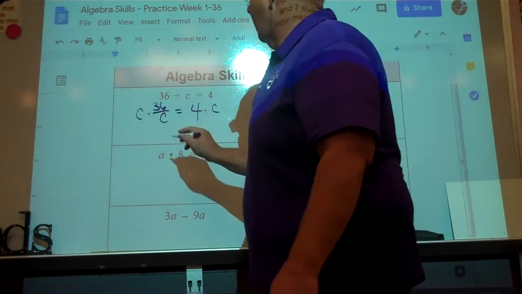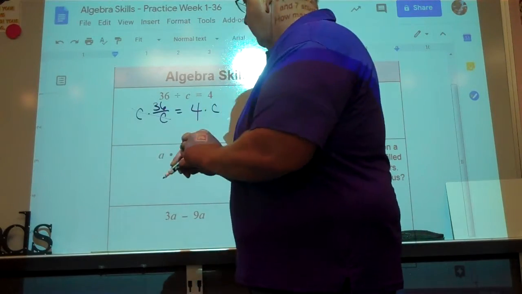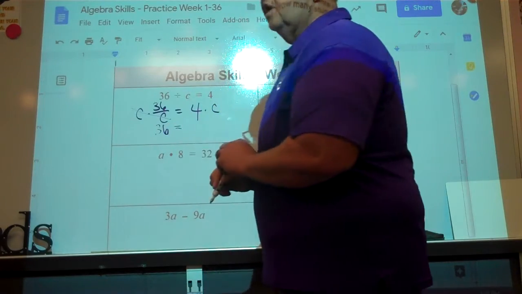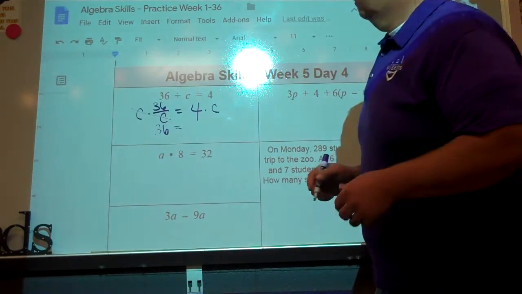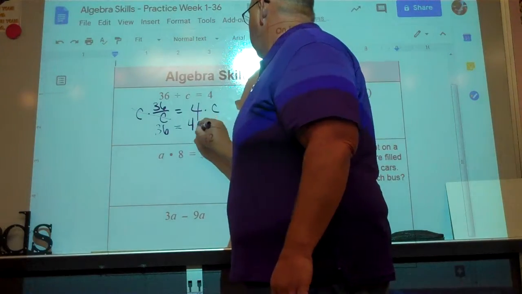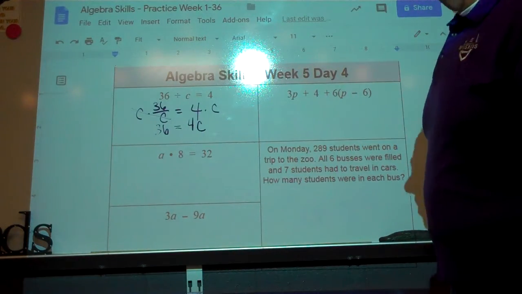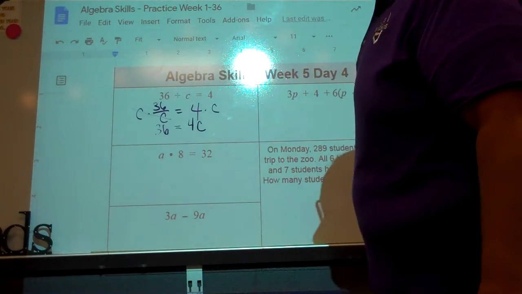So this allows this to cancel out, right? Leaves us with just 36 equals, what's 4 times C? 4C. Right, 4C. All right, that looks more like an algebra problem, right? Now what are we going to do?